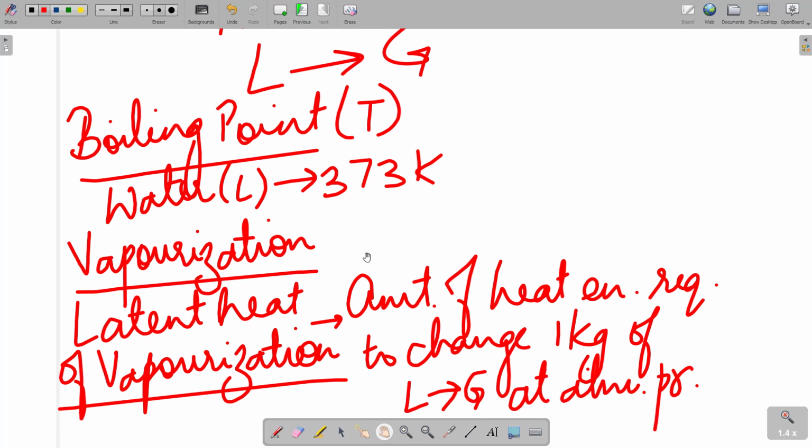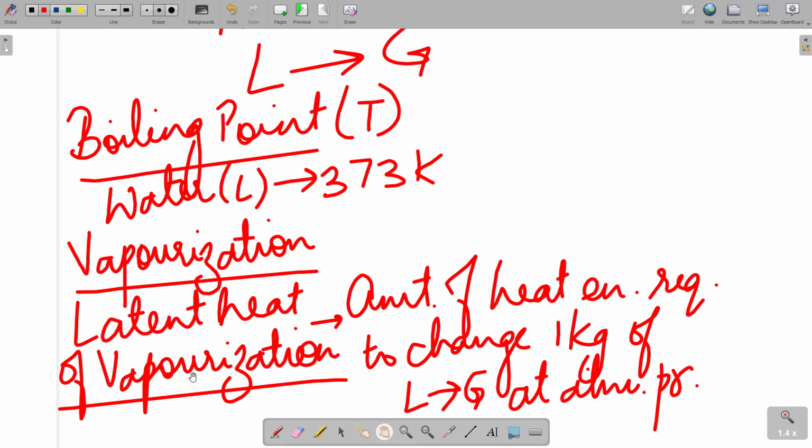So this process will be vaporization, because liquid is converted into gaseous form, and the latent heat of vaporization will be learnt here. The hidden heat, the latent heat of vaporization, and what is it? The amount of heat energy required to change 1 kg of liquid into gas at atmospheric pressure.